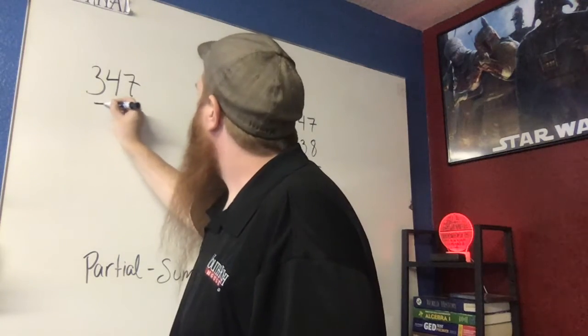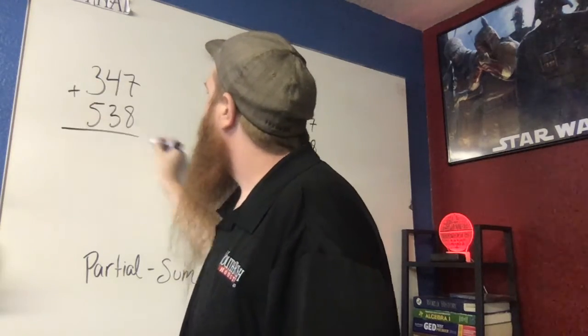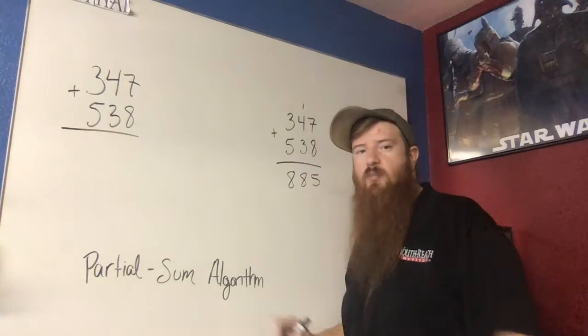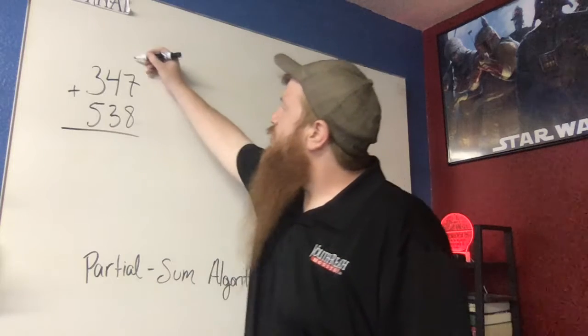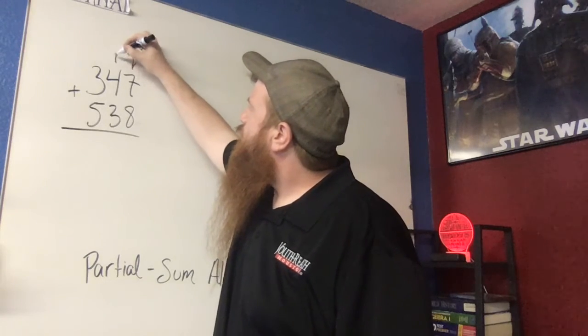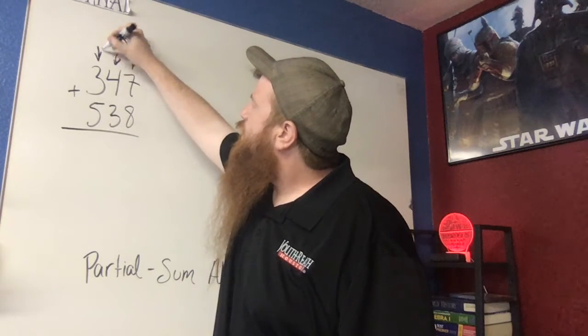347 and 538. And so what we're doing here in this partial sum algorithm is we're really going to break it down into powers of 10. And we're going to be looking at, this is the ones place, this is the tens place, and then the hundreds place.